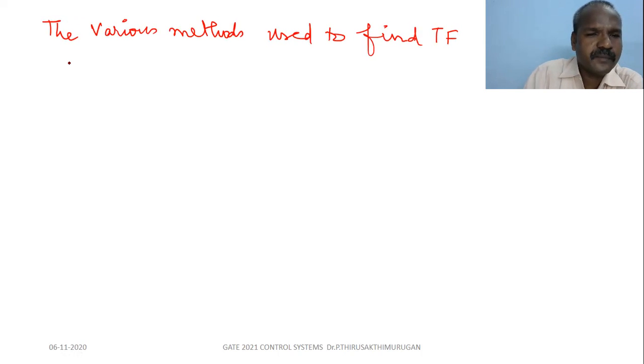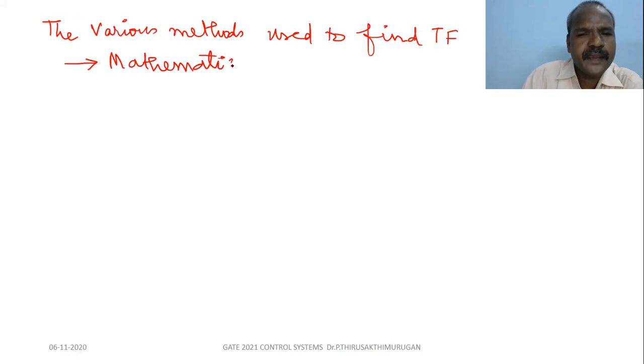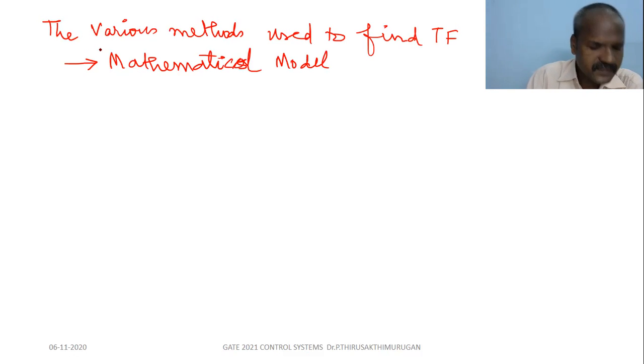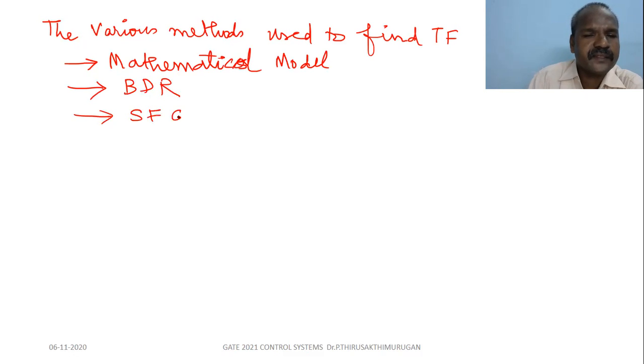So how to determine the mathematical model? Determine the transfer function model using the mathematical model of a system. If you obtain the mathematical model of the system, then we can easily determine it. Then the next method is block diagram reduction technique. The third method is signal flow graph method.